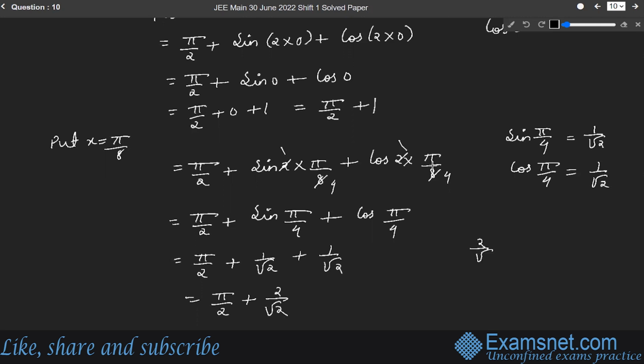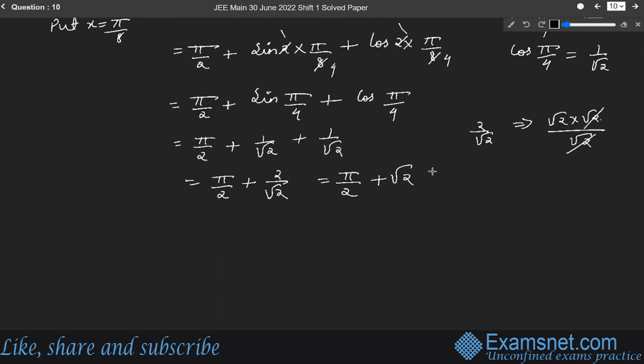Now this 2 by root 2 can also be simplified. Let us write this 2 as root 2 into root 2, because we know that root 2 into root 2 is equal to 2, and it is divided by root 2. So root 2 and root 2 will be cancelled. So the value of 2 by root 2 is equal to root 2. So we can write it as pi by 2 plus root 2. All right, this is the maximum value, which is capital M.